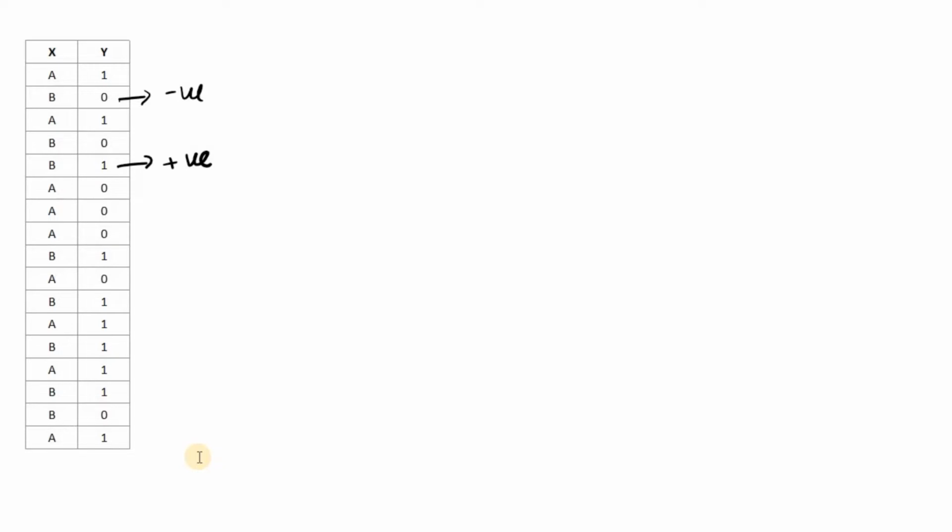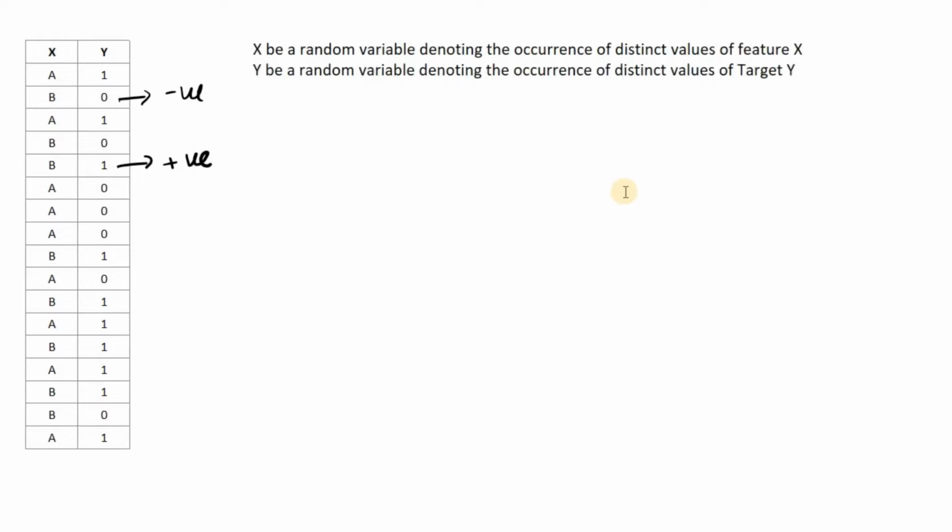So based on distinct values of X and Y, we can define two random variables X and Y as below. X is a random variable denoting the occurrence of distinct values of feature X, and X can take only two distinct values A and B, and Y is again a random variable denoting the occurrence of distinct values of target Y, and Y can take only two values, 0 and 1. We will try to find out the joint PMF corresponding to the random variables X and Y from the data which is given to us.